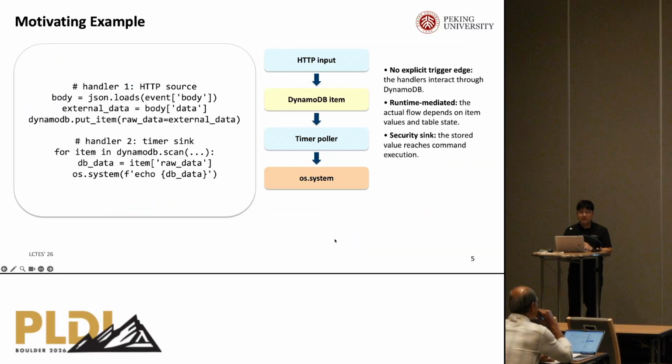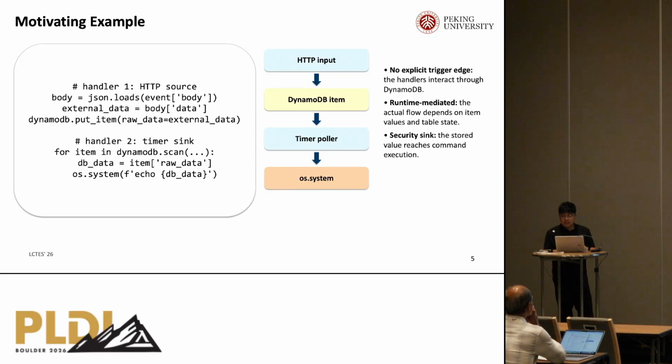Here is a small motivating example. The first handler receives HTTP input and stores it into a DynamoDB database. The second handler is timer triggered, scans the database and passes the value to os.system. There is no direct trigger edge from the first handler to the second handler. The dependency is mediated by a database item, and it is also item specific. A topology-based analysis may see that both handlers access the same table, but it cannot prove that the value written by the first handler is later consumed by the second.